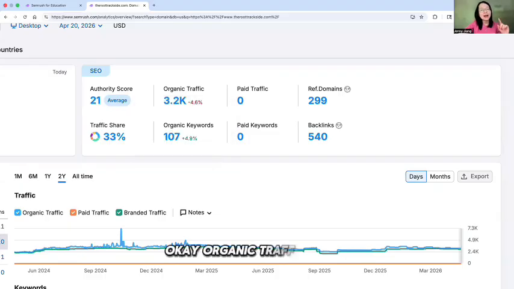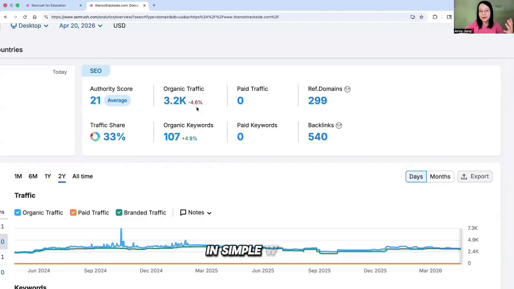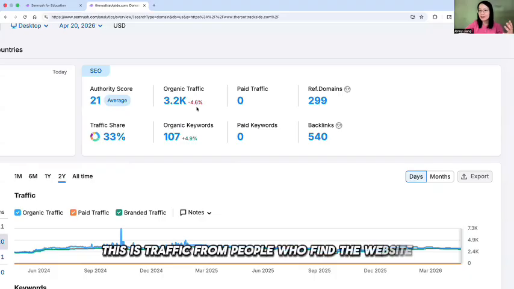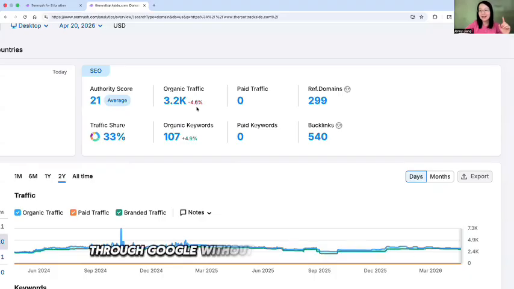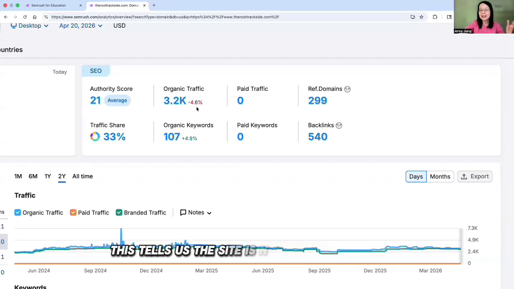The second one is organic traffic. Organic traffic means estimated traffic from unpaid search results. In simple words, this is traffic from people who find the website through Google without clicking an advertisement. For this site, the organic traffic is about 3.2. This tells us the site is not invisible in search. It already has some search visibility, which is great.